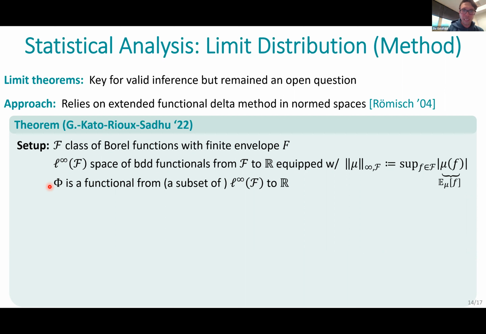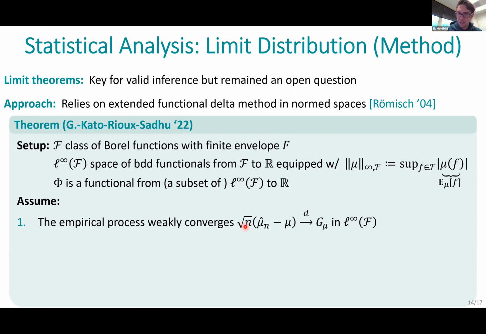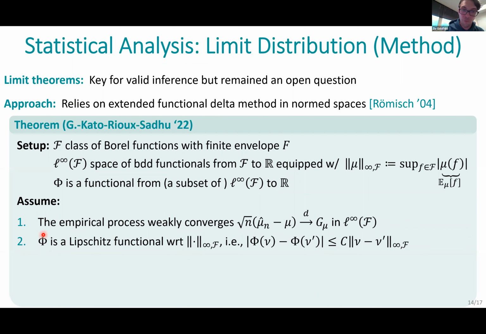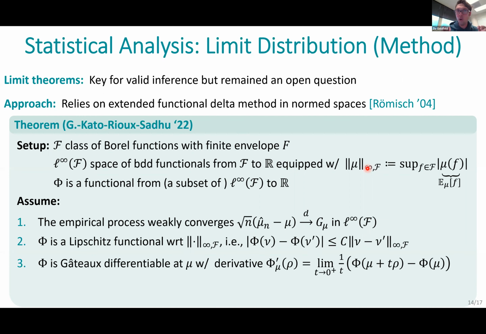The first of which is, if we can show that the scaled empirical process that is indexed by this function class converges uniformly to some limiting element, call it G sub mu, in this L infinity space. This is essentially a uniform CLT kind of statement. That's ingredient one. Then we need to show that our functional is in fact Lipschitz in the sup norm that I've just defined. And then lastly, characterize what's known as the Gateau directional derivative of our functional at the centering point mu. And this essentially corresponds to some perturbation style analysis of phi.